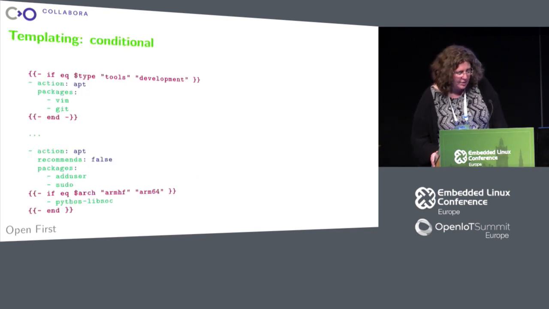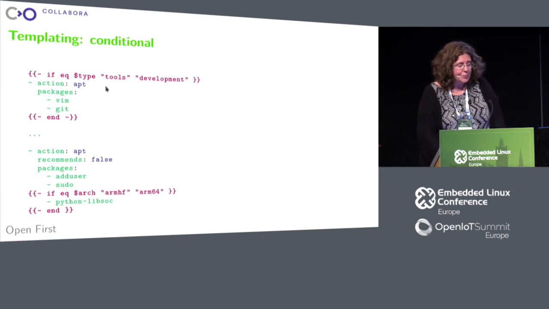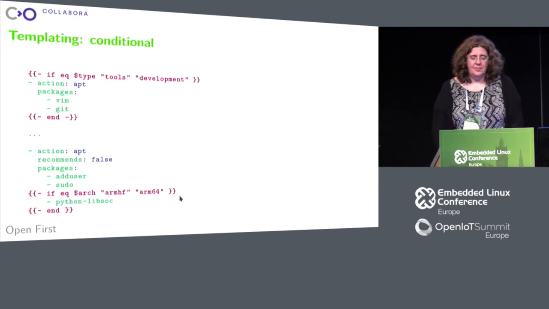Another nice thing about the templating system of Go is that we also can use conditionals. So we can have some actions that are implemented depending on the parameters we have provided. So if we have a parameter called type equal to tools, this step will be run. But if not, Debos will skip this step. You can do this at the level of an action, but you also can just do a small part of it, like in this example.